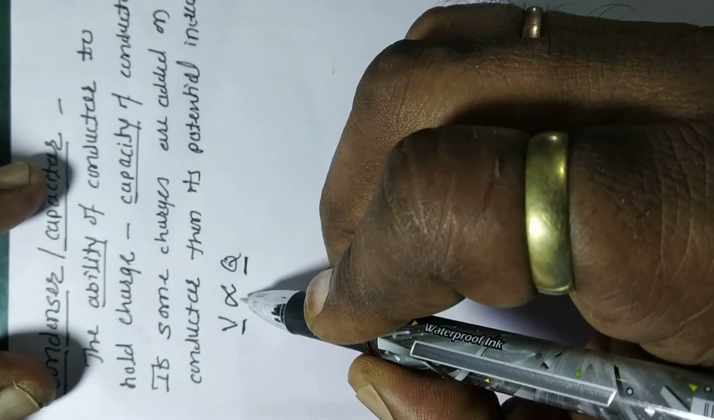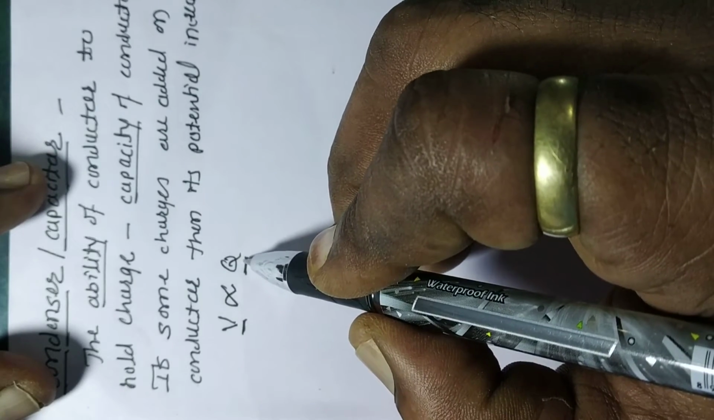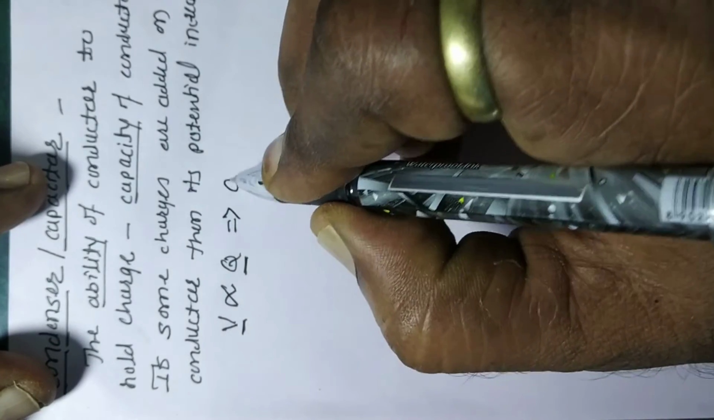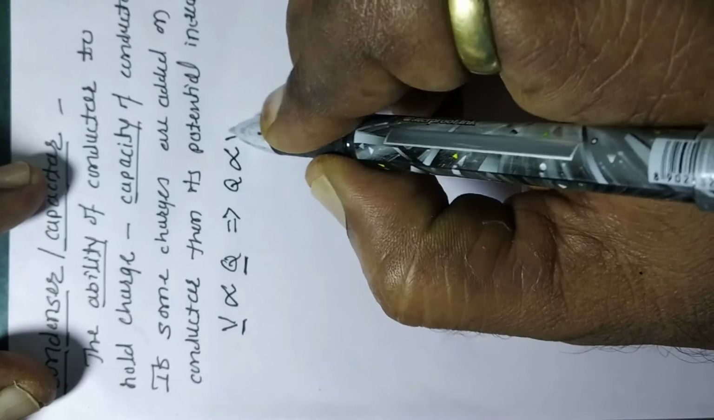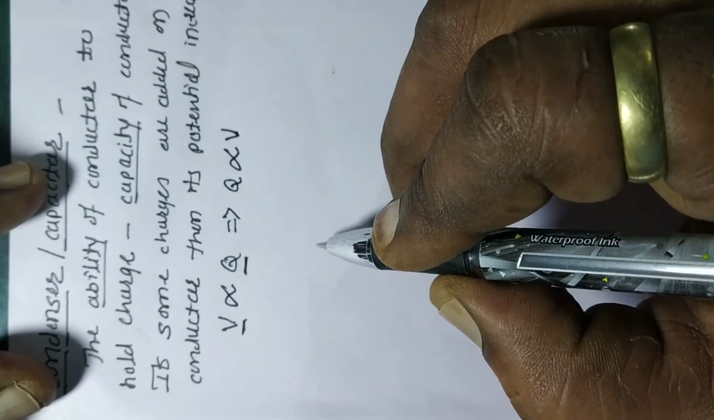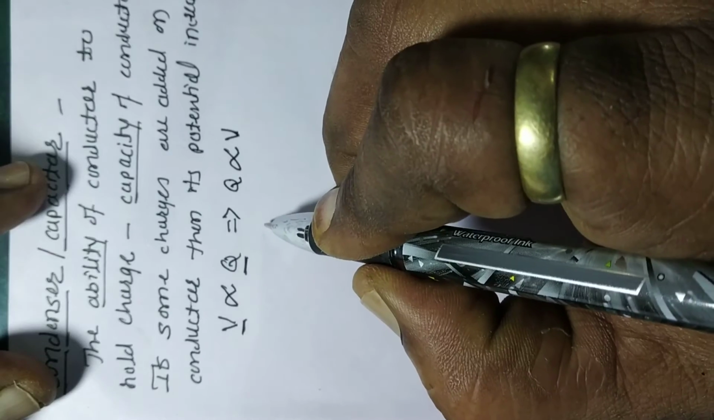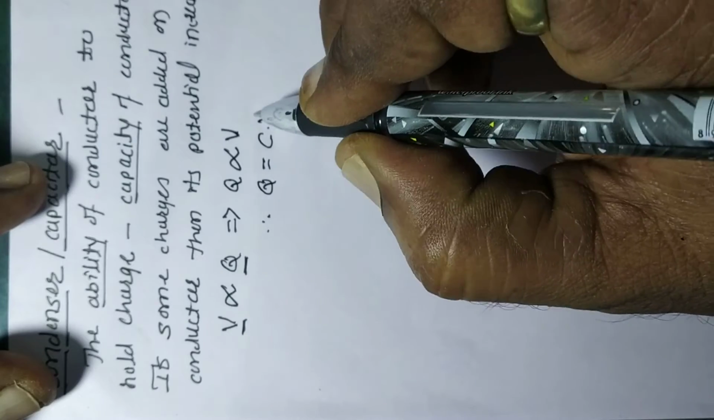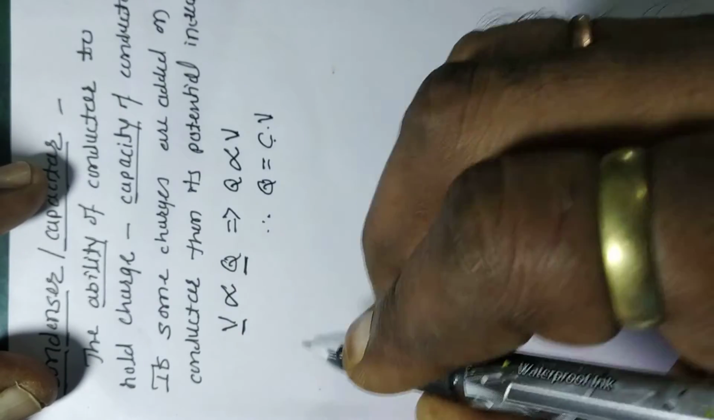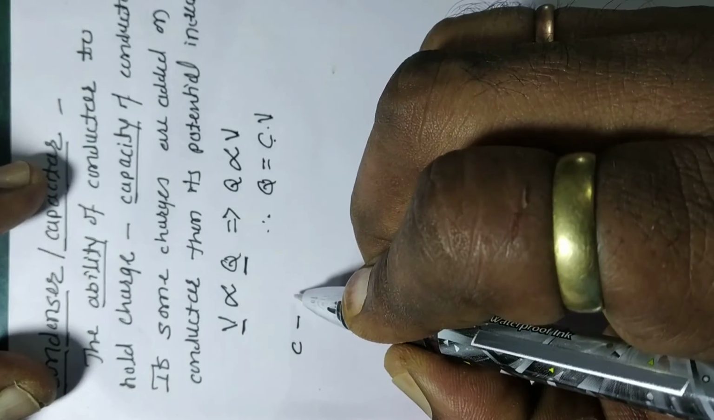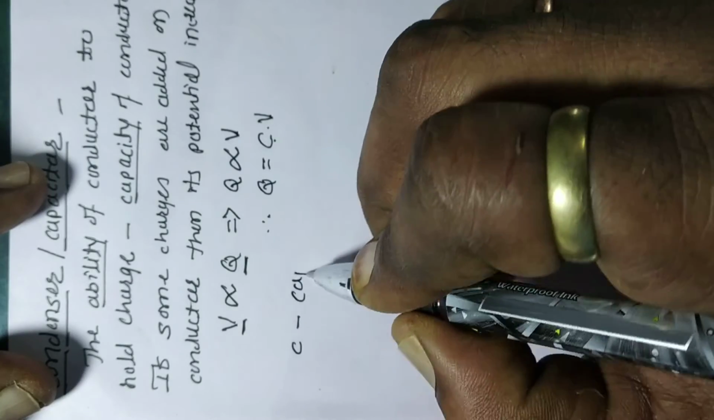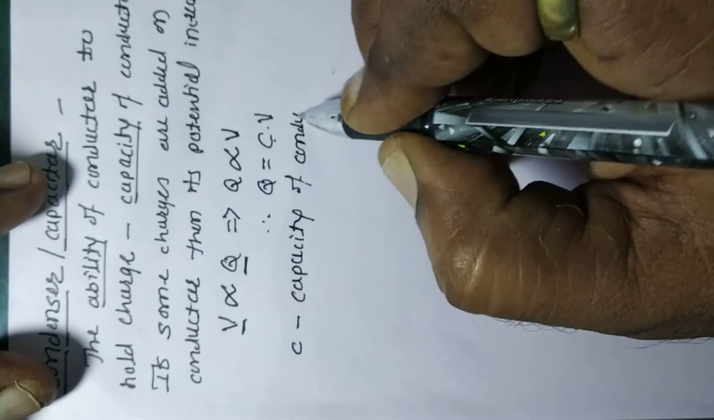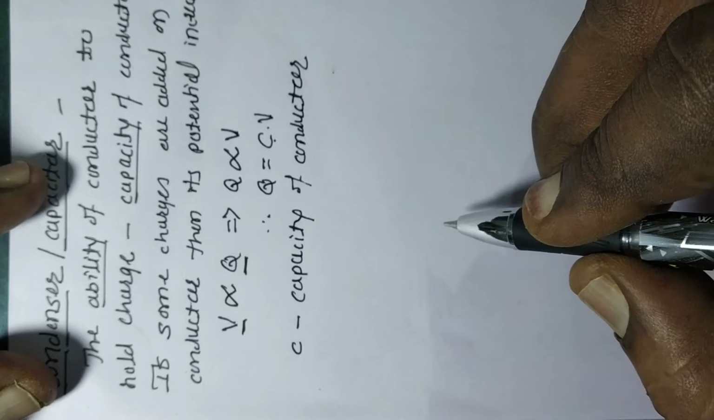The increase in potential of conductor is directly proportional to charge added, or it may be written as quantity of charge added is directly proportional to increase in potential. To remove this proportional sign, we have to take constant, that is C. This constant is called as capacity of conductor.